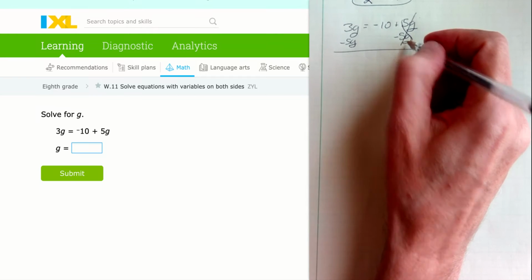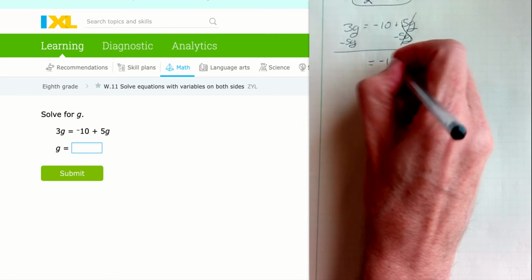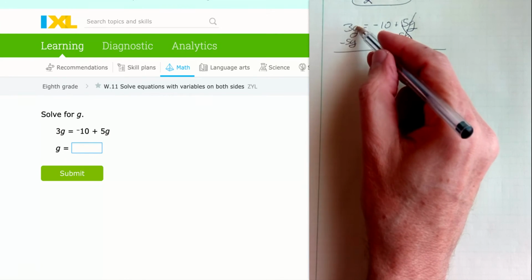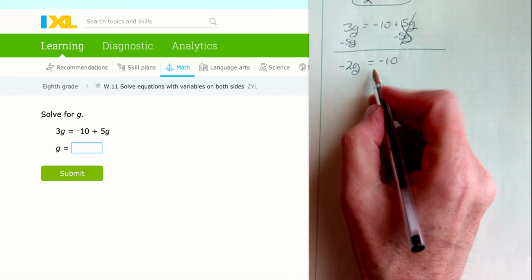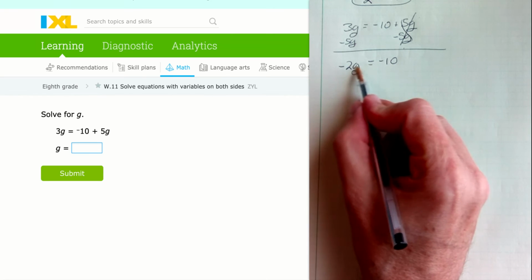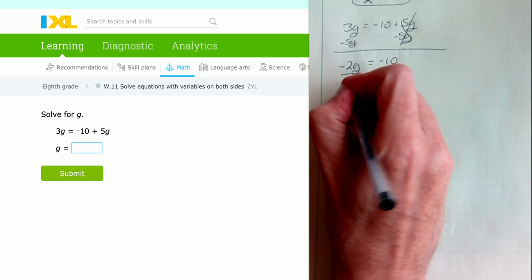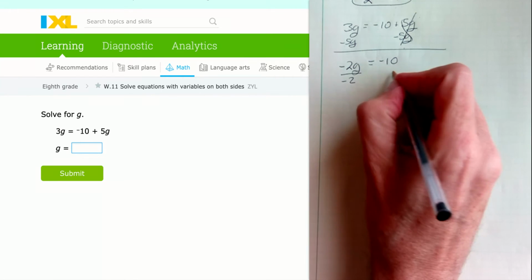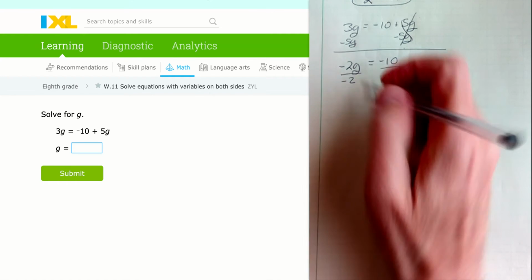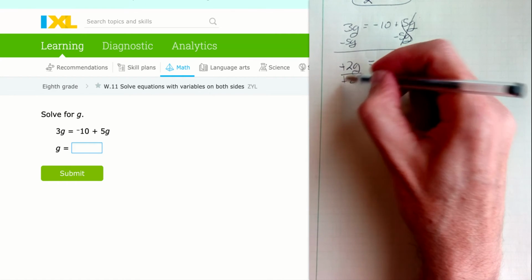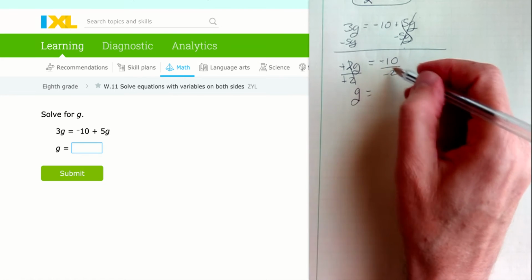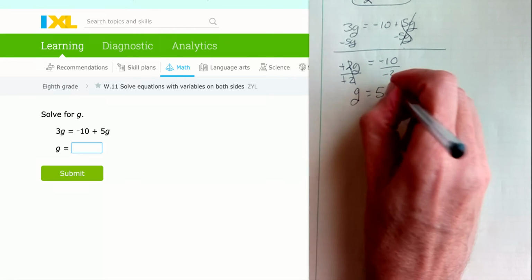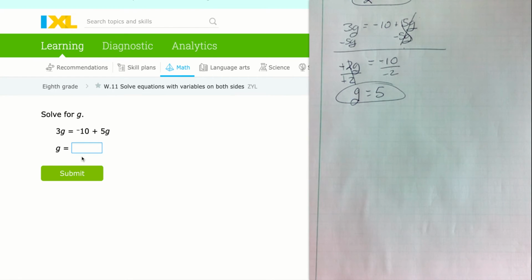Those were like terms that cancel. I'm left with a negative 10 on the right. 3g minus 5g is going to be negative 2g. And then again, I am down to a one-step equation. Simple division now will undo that multiplication. And so I divide both sides by negative 2 in order to cancel the negatives and the 2's, leaving just the g. And then negative 10 divided by negative 2 is 5. And I get g is 5.